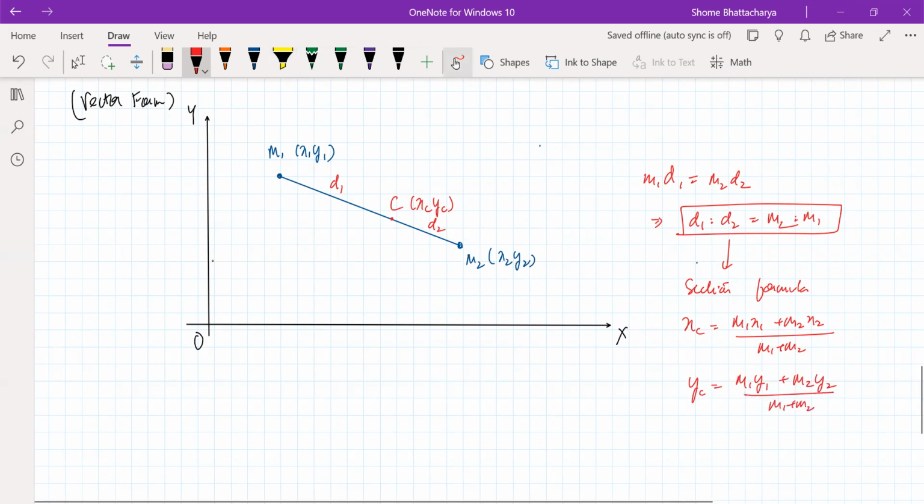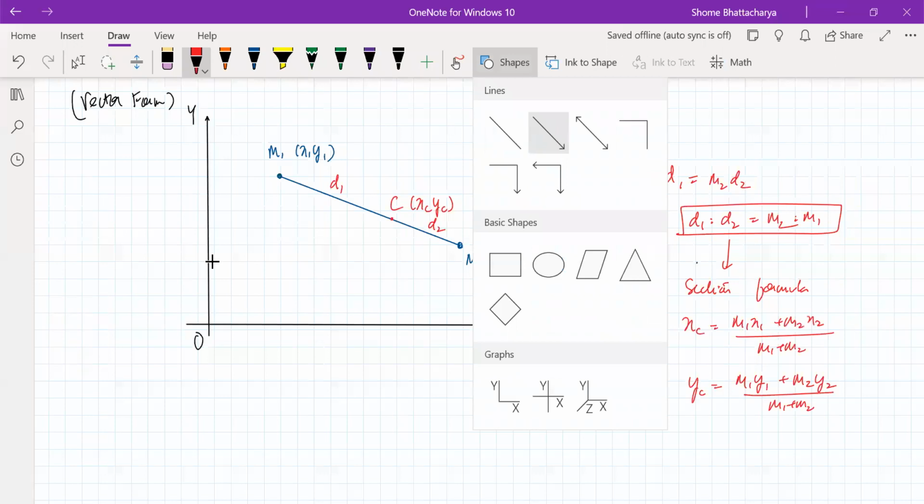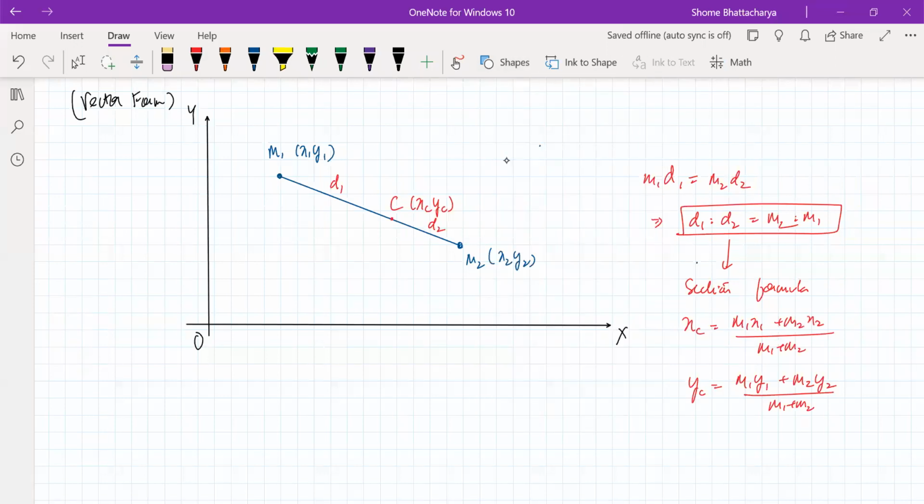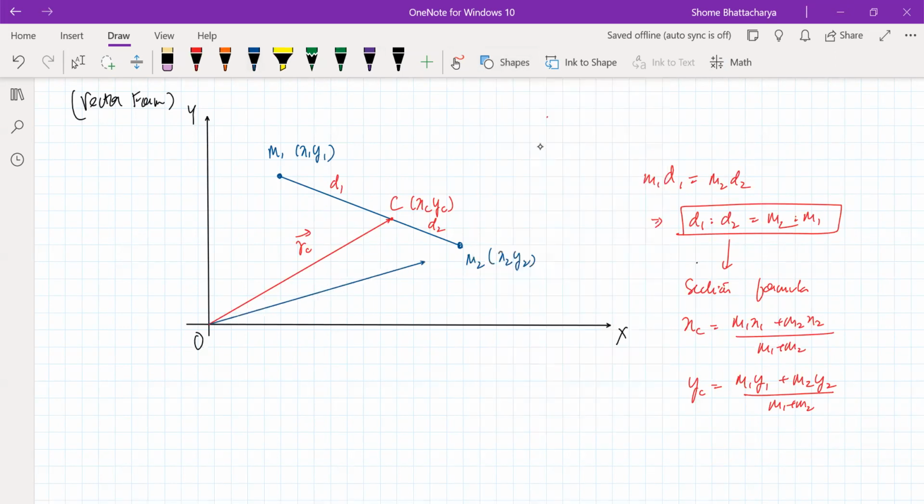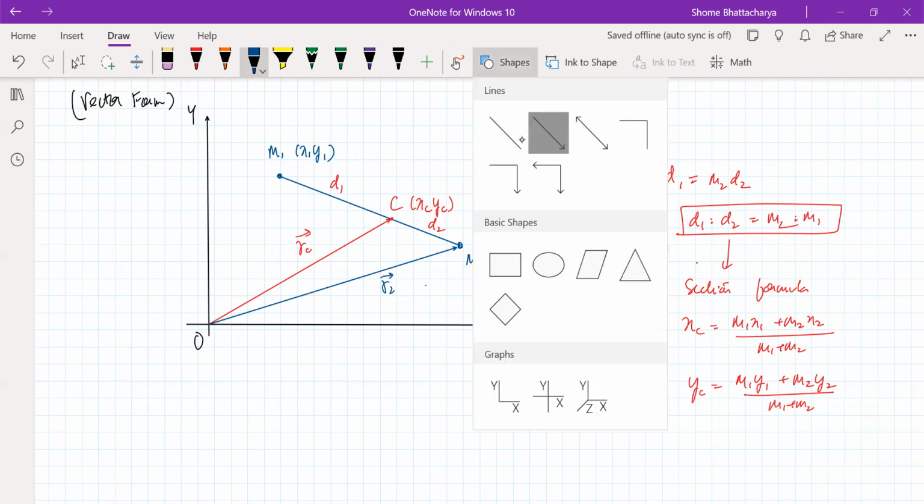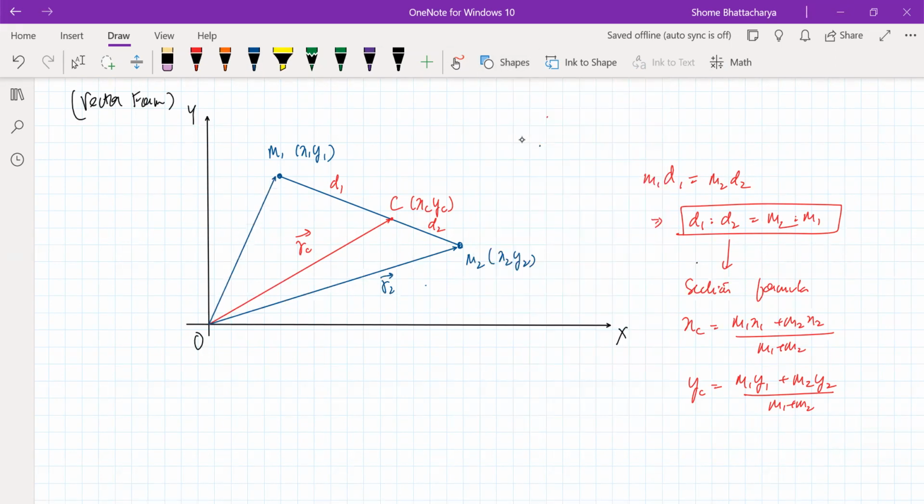So when we convert this to a vector formula now, we can see that the vector position of the center of mass, we can express it as a position vector RC. So that will be related to the individual position vectors of the particles M1 and M2. This is position vector R2. This is position vector R1.